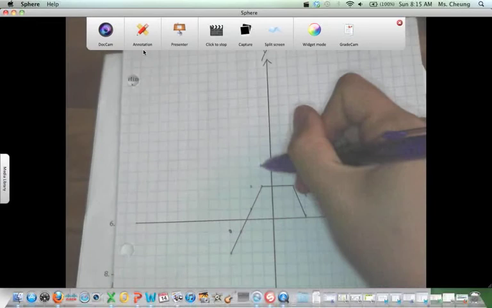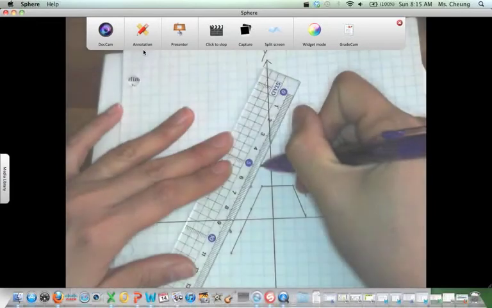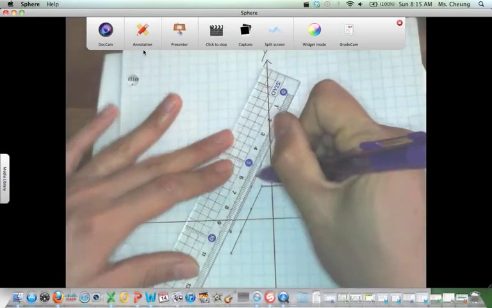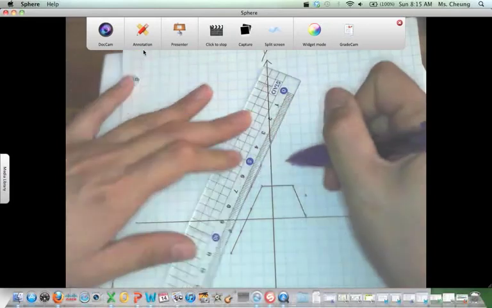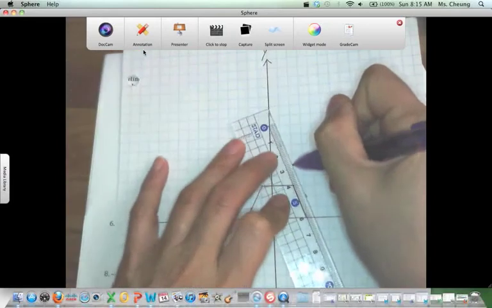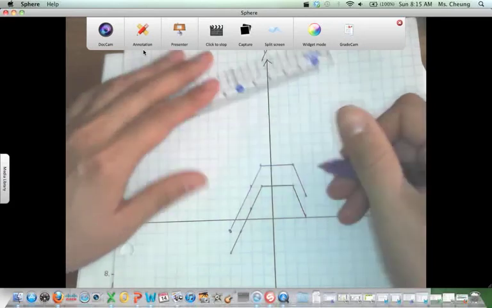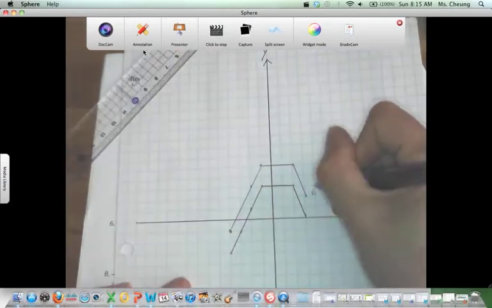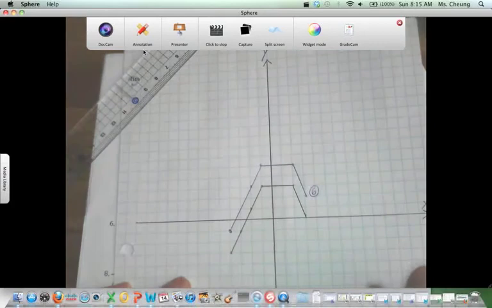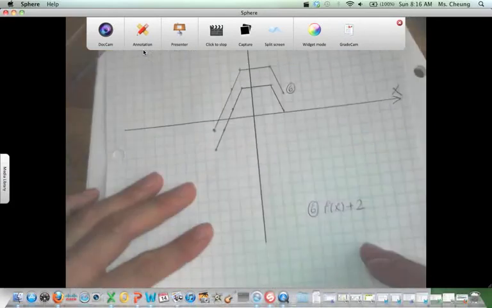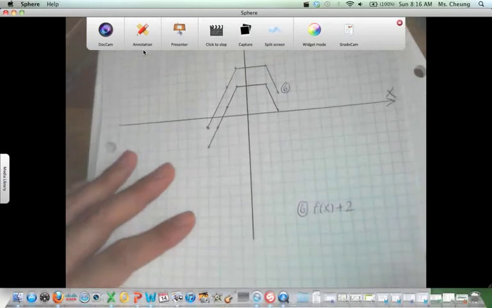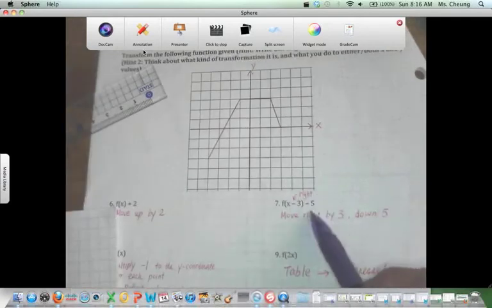So this one will be question number 6, because this is the one where the whole graph is being moved up by 2. Question 6 is the one that is moved up by 2. And now we are going to look at question number 7.